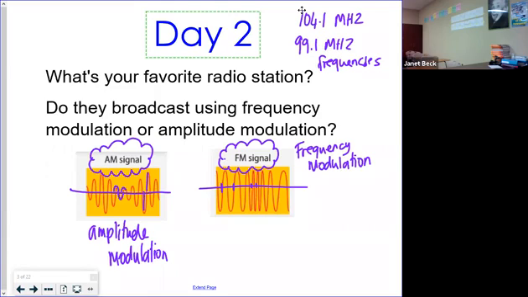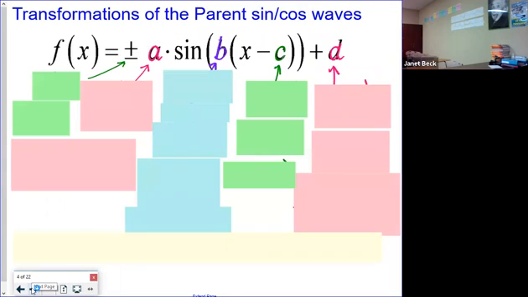Yesterday, everything we worked on all had the same period, the same wavelength. Today, we're going to look at how to change the frequency of a wave and to graph graphs with a different period than 2 pi. So let's have a look at some notes.